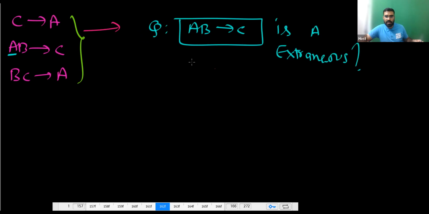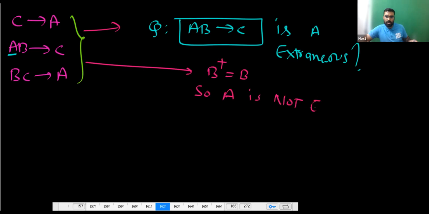Is A extra in this? If you want to be sure, what will you do? You will find B plus, and your B plus is only B. So A is not extra, right? Agree? A is not extra, because you will find B plus and that is only B.